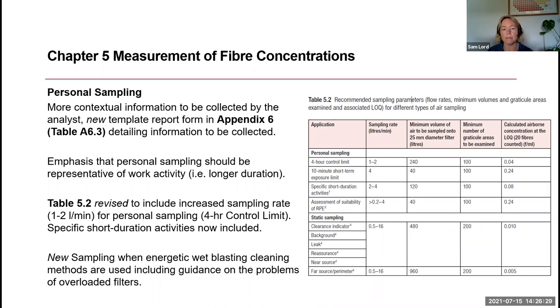But previously, the World Health Organization has this method, which our method is based on. But the method basically puts some very specific or strict guidelines in place. And one of those was that sampling for personal sampling against the control limit had to be done at 1 liter per minute as a flow rate, so the amount of air that gets drawn in. But that's now been changed to 1 to 2 liters per minute. So that's one of the changes in that table.